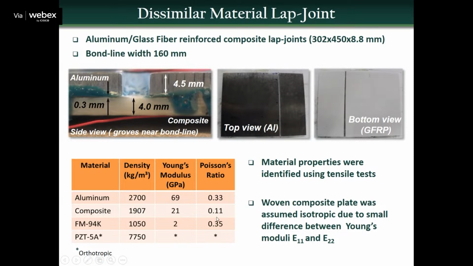You have the knowledge of those material properties, and you can see the difference between aluminum and composites in terms of density, Young's modulus, and Poisson ratio. And also you'll see the material properties for the adhesives, and also the PZT sensors on the surface of the material.